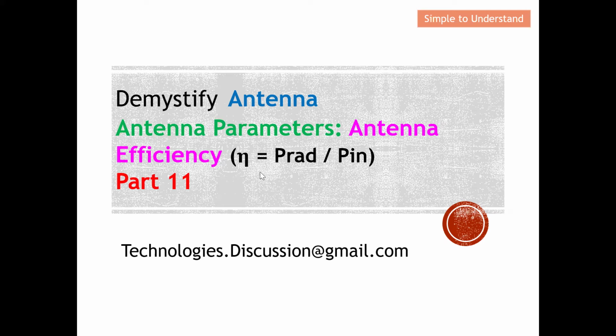From this formula, you can see that antenna efficiency is equal to the power radiated by the antenna over the input power to the antenna. So in short, with this equation, you can determine how efficient the antenna is, whether it is highly efficient, which means efficiency equals 1, or low efficiency or zero efficiency, which means the antenna efficiency equals 0. In this video, I will discuss all this.